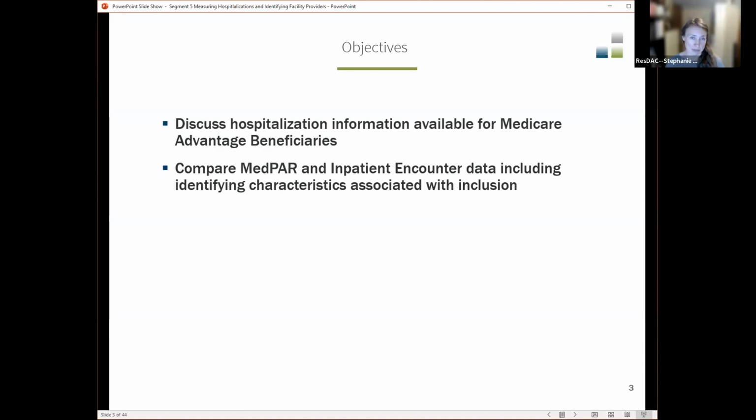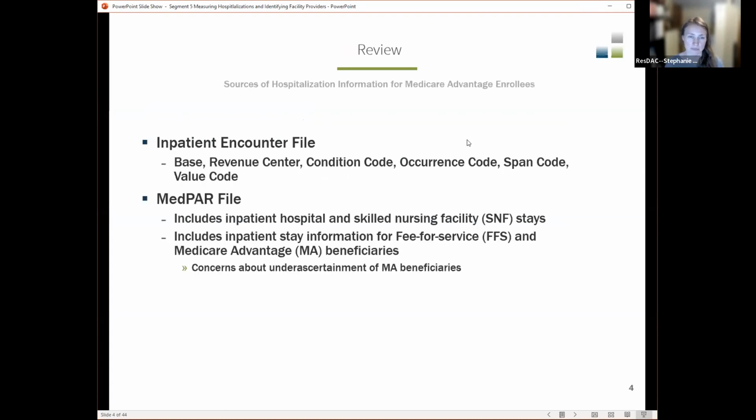And then as people were understanding, the MedPAR is a file that's been released for a while that does have Medicare Advantage beneficiary information. And then there's also inpatient encounter data that we have. So we'll be comparing those and trying to understand more about what's included in both.